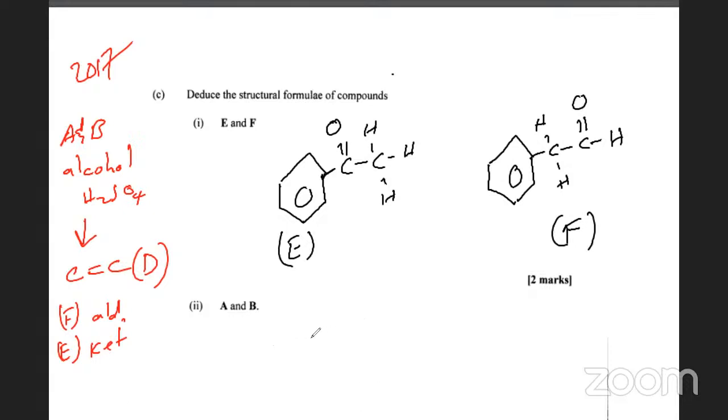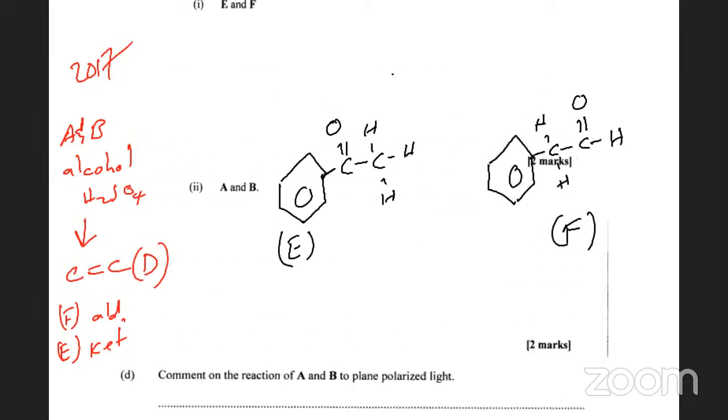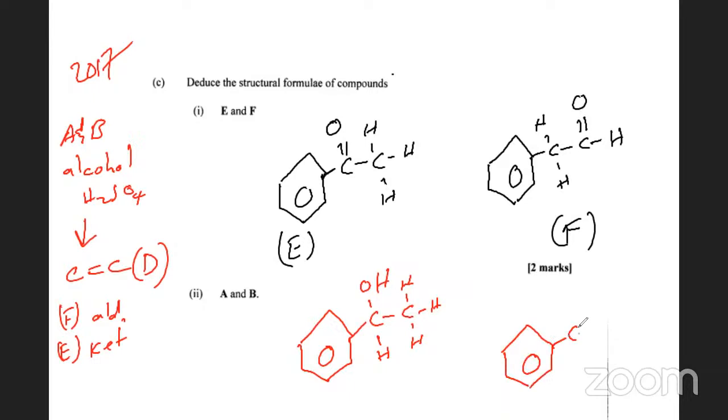Compounds A and B, all right. See if that was the last question. Comment on the reaction of A and B to plane polarized light. All right, compound A. One must be a primary alcohol and one must be a secondary alcohol. So that's the secondary alcohol. And this would be the primary alcohol.